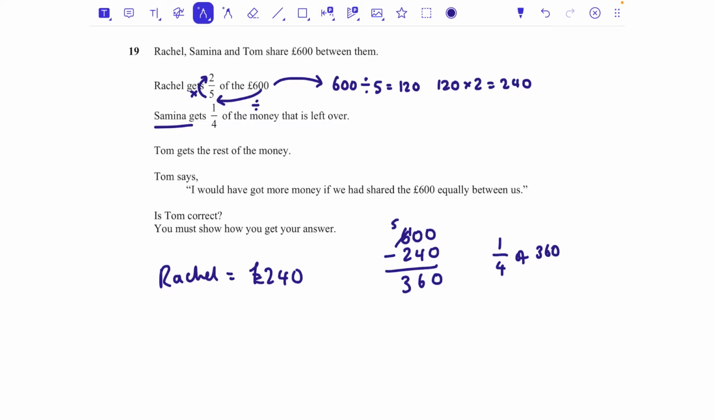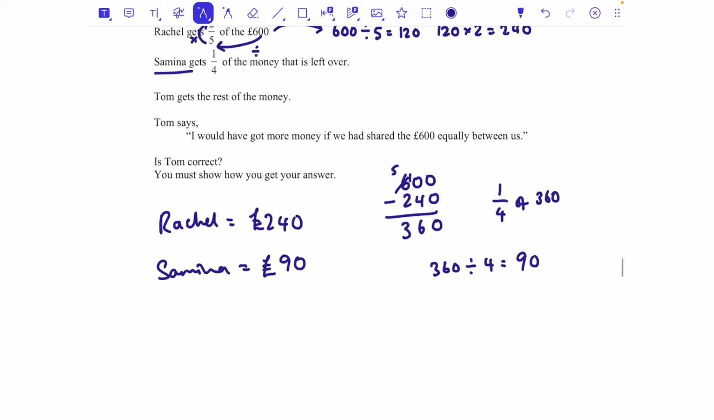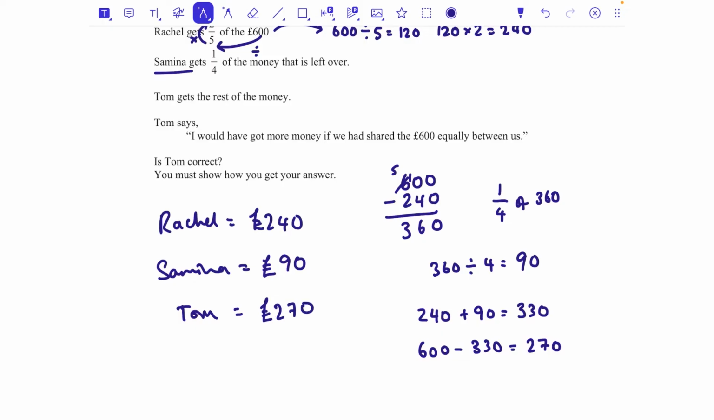Well, to do that, we're going to divide by 4. A quarter of a number, we divide by 4. 360 divided by 4 is 90. So Samina gets £90. And Tom gets the rest of the money. Okay, so we've got Rachel with 240, Samina with 90. 240 add 90 is 330. And if I do 600, take away 330, there's £270 left. So Tom is getting £270.